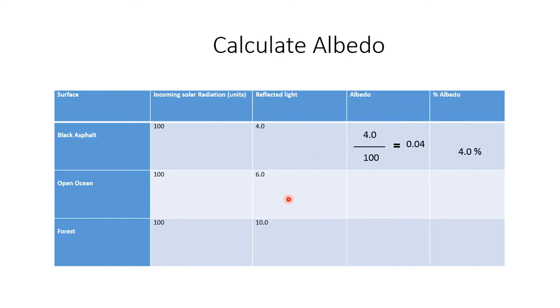Let's do another one. Black asphalt has a fair amount of albedo, about 4% of the light is reflected. For open ocean, we have 6%. Again, we take our reflected light and divide that by the amount of incoming radiation, and that is going to equal 0.06 because we move it over twice, 1, 2, and that is equal to 6% albedo for the open ocean.